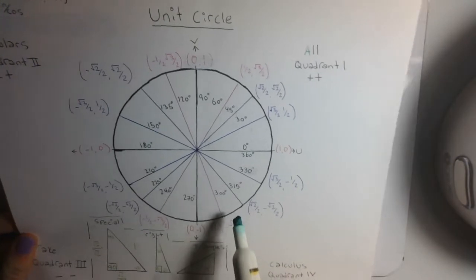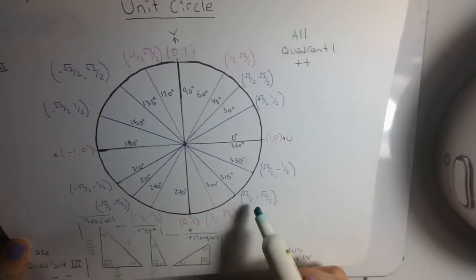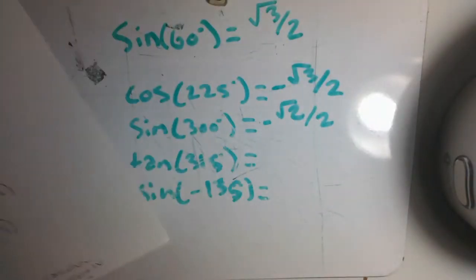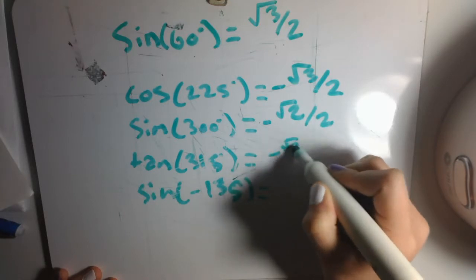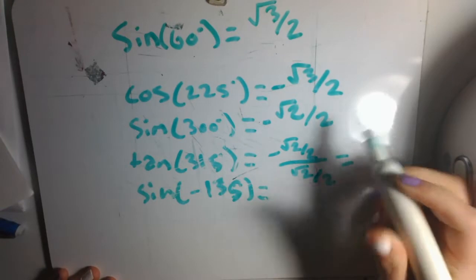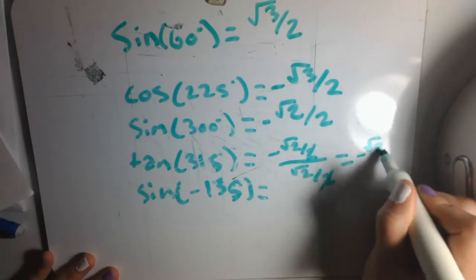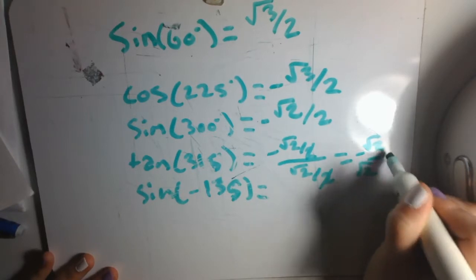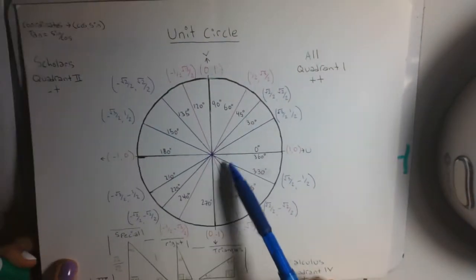Tangent of 315 degrees. 315 degrees is right here, and the coordinates of that are negative √2/2 and √2/2. So we have to do negative √2/2 over √2/2. So that would give us, because you cancel out the 1/2, negative √2/2 over √2/2, which equals -1.